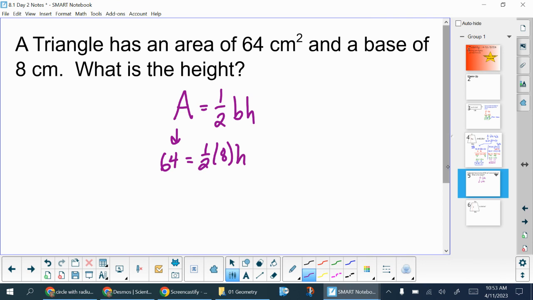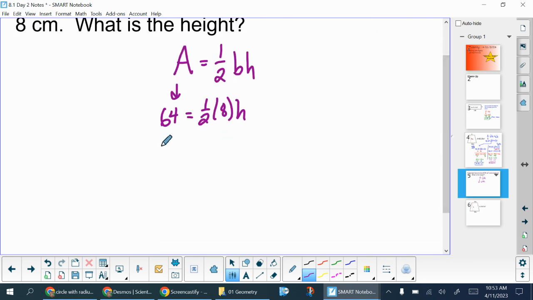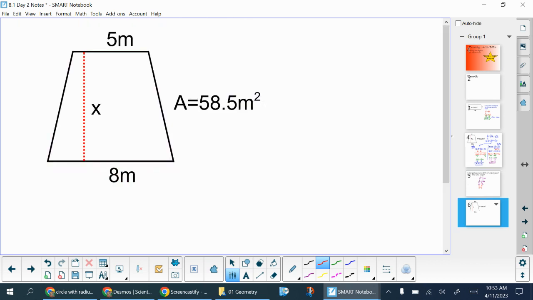This is one place where simplifying first probably makes a lot of sense because 1/2 times 8 is just 4. And then I can just divide by 4. So 16 equals h. And again, I should be including units. 16 centimeters equals h, the height. Could you have just times 2 divided by 8? Absolutely. Would have given you the exact same answer. But because I happen to know 1/2 of 8 is 4, I didn't worry about doing that as separate steps.